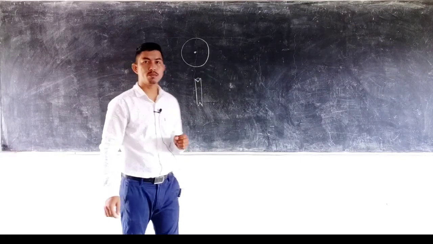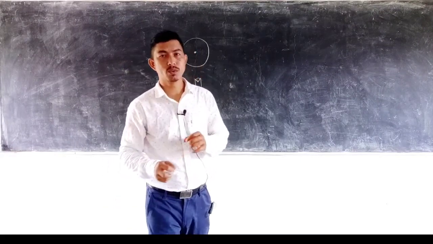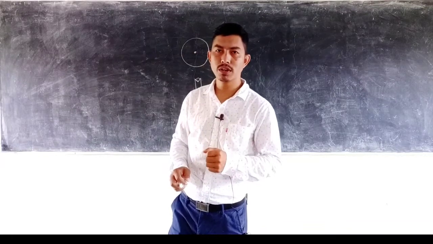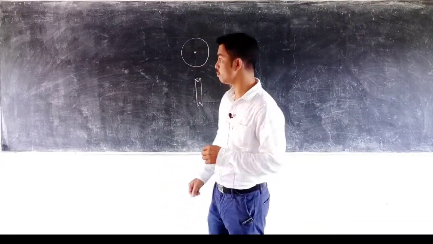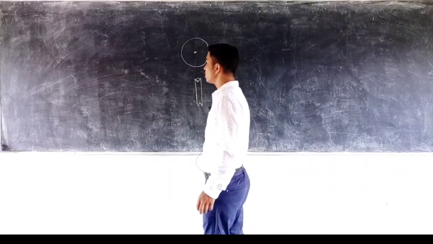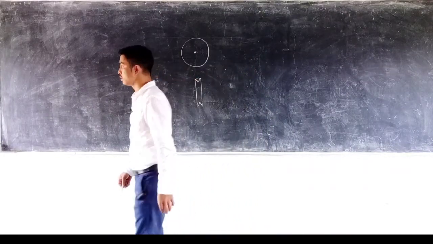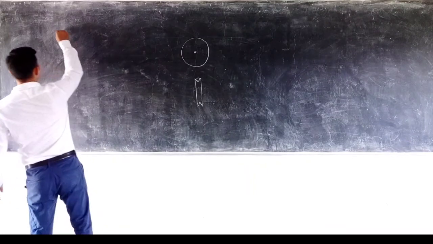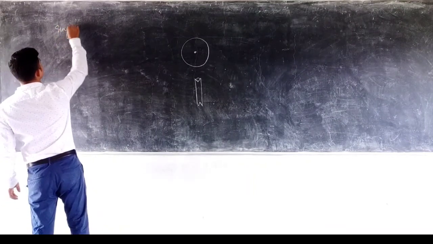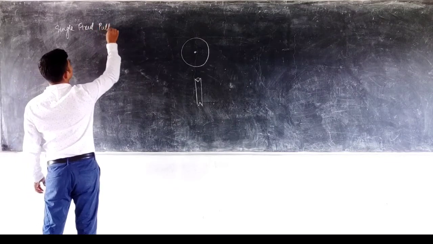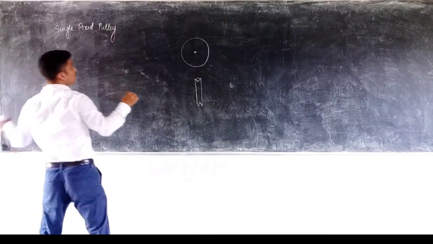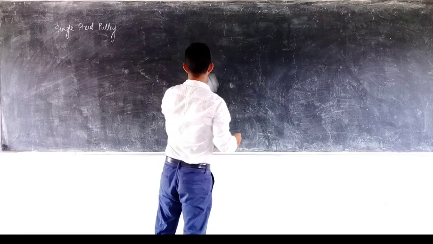So the pulley is simply a circular disc which is capable of rotating about a fixed point which is known as the axis, and it also has a groove around its rim. Now coming to the pulleys, there are two kinds of pulleys: the first one being a single fixed pulley, and the second one being a single movable pulley.